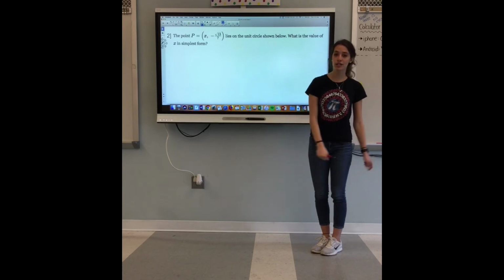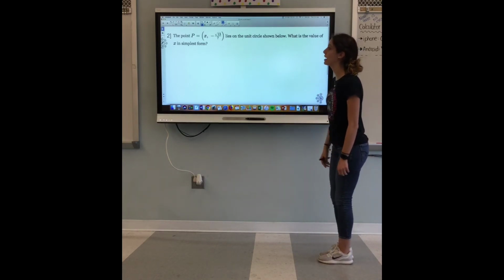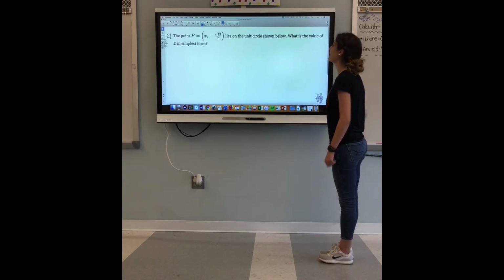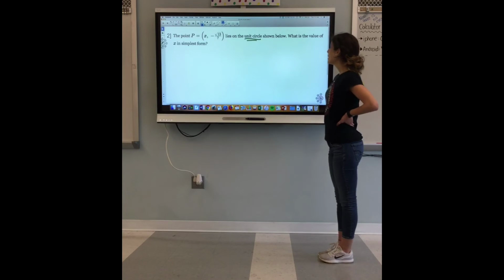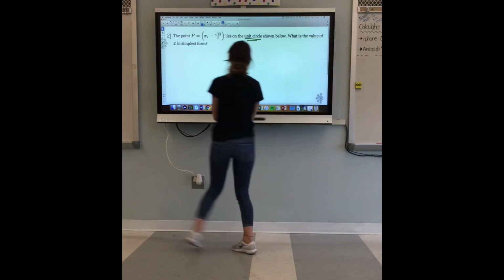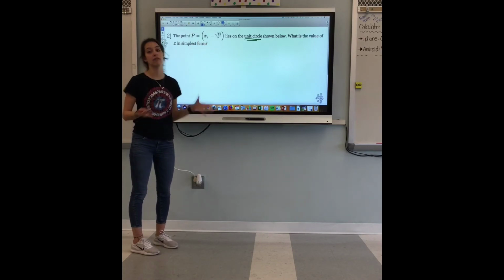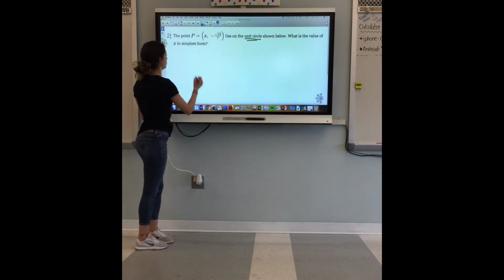Okay, another type of question. It says the point P, which is x comma negative radical 13 over 7, lies on the unit circle. What is the value of x in simplest form? Okay, so they give us half of a point. Let's figure out where this point will be.